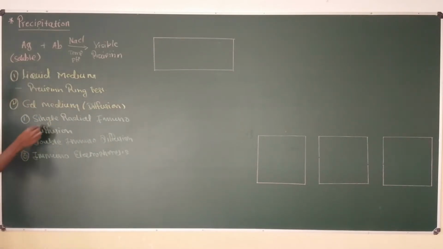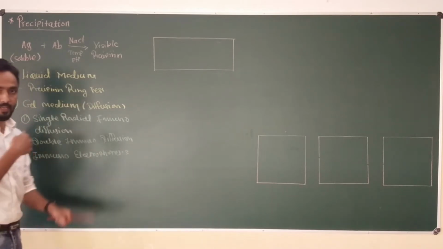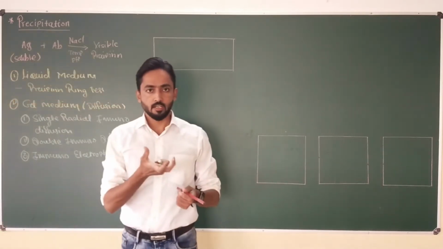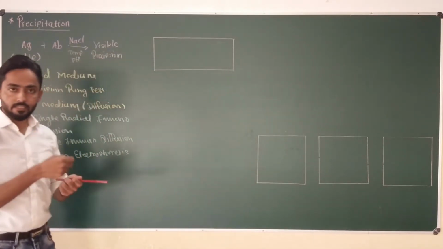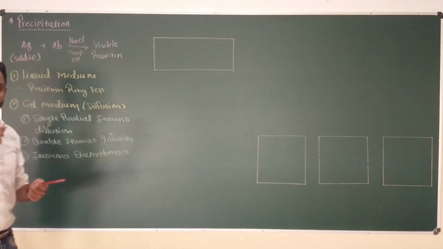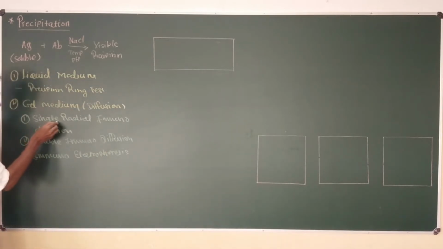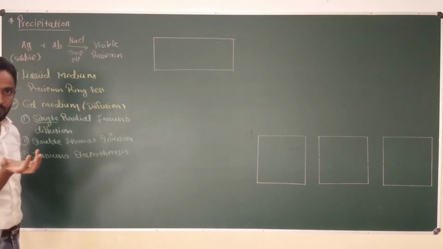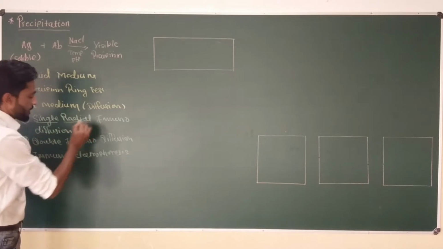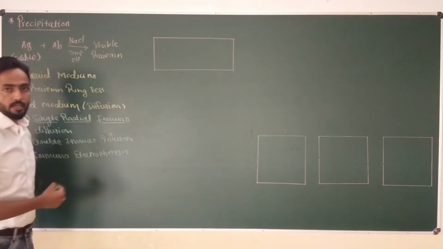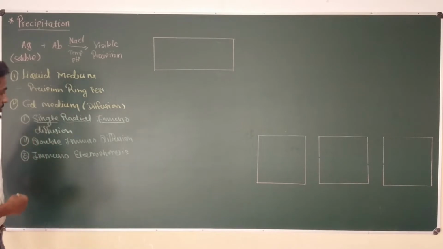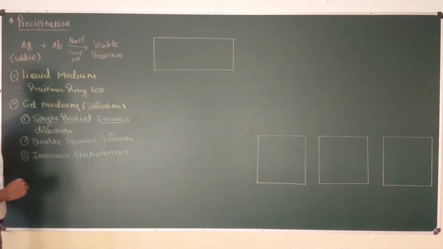Of these, single radial immunodiffusion is the technique in which we add antibody in the gel, so the antibody remains stationary while antigen moves towards antibody. Only antigen is moving, so it is called single. Antigen moves radially, so it is called radial. And as antigen and antibody are involved, it is called an immunodiffusion technique. Another name of this technique is the Mancini test.